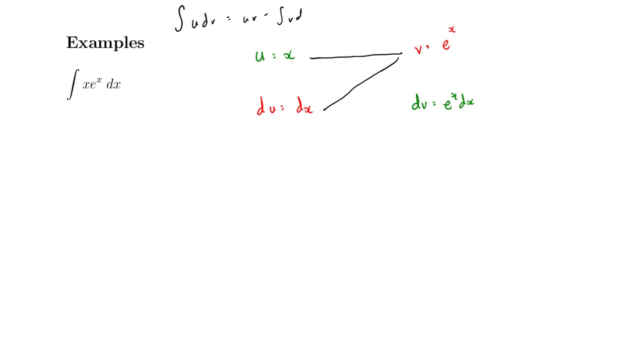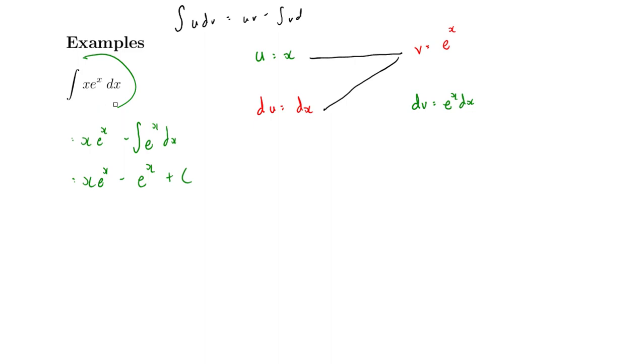So u times v is going to be x e to the x minus our integral of v du. That's e to the x dx. That looks great because I know what that integral is. So I'll just leave this as x e to the x minus my integral of e to the x, which is just e to the x, and then I'll tack on this constant of integration. You could think, oh, that's the constant for this integral, but really it's the constant for the whole thing.